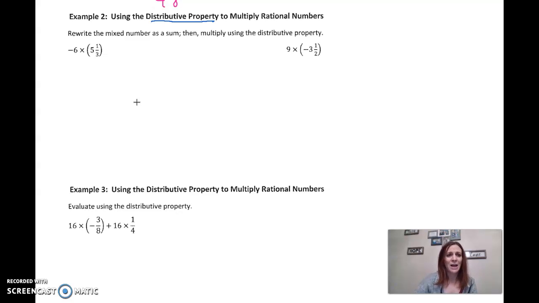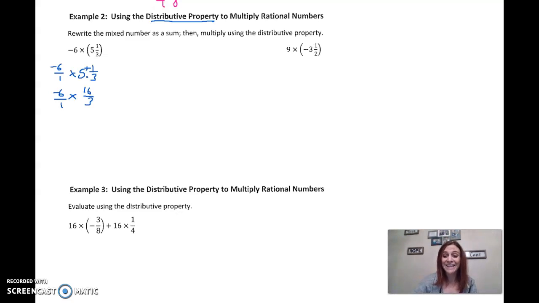distributive property. I would have to go -6/1 times 5 1/3. And then, since we're multiplying, I need to change this to an improper fraction. So I'd have to go 3 times 5 plus 1, which would be 16/3 times -6/1. And I'd have to keep going with that. I know that's not fun, okay? I know that's not what we want to do.